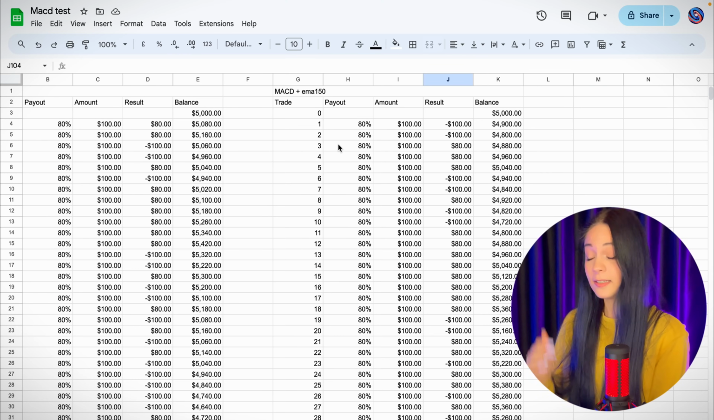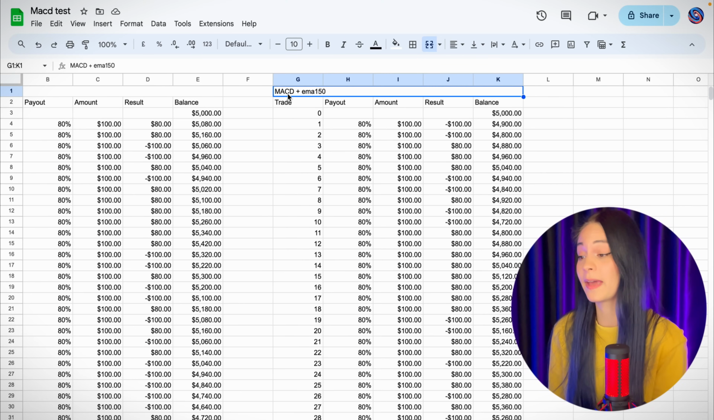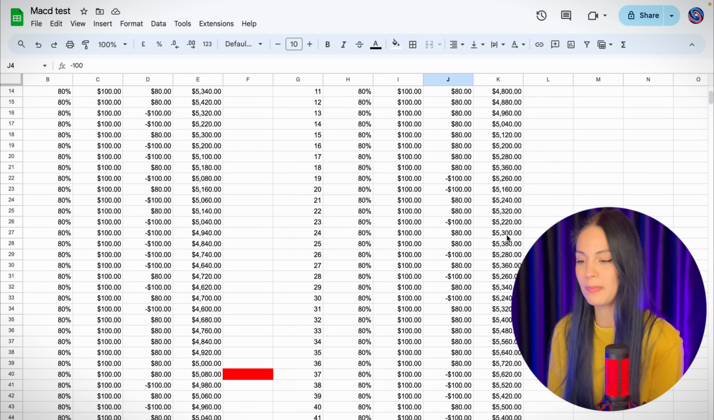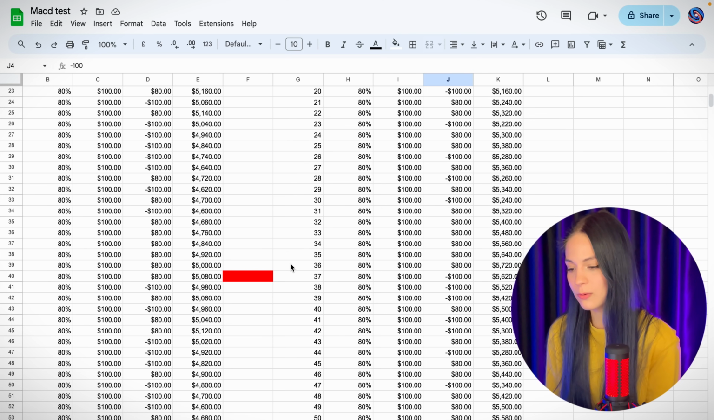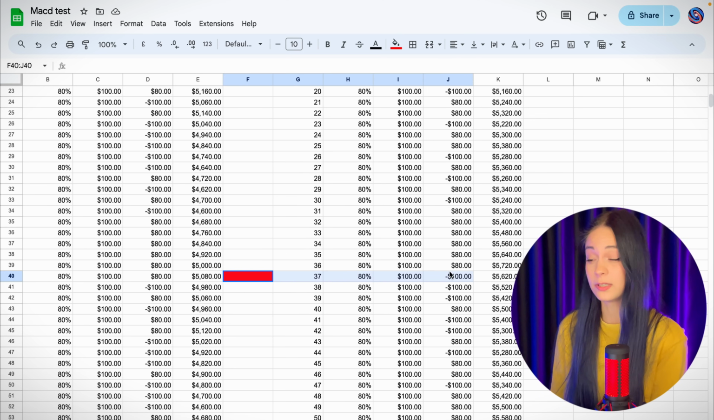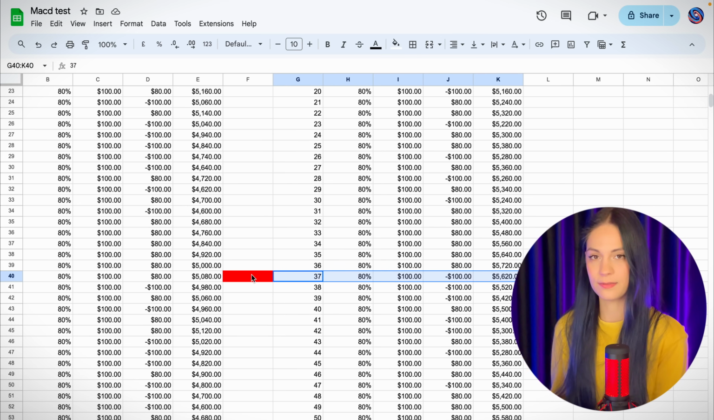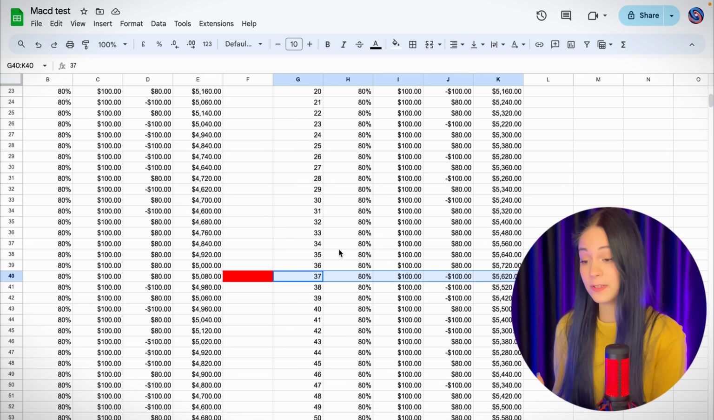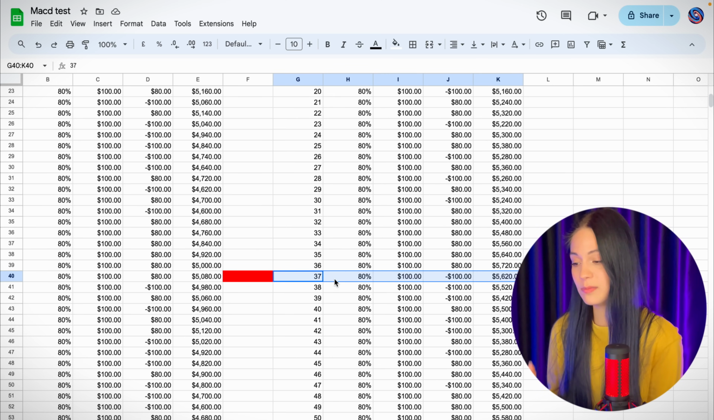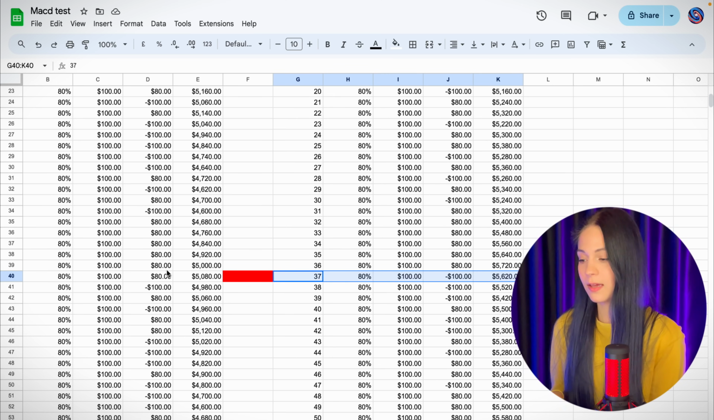Oh, finally, goodness gracious, I am done. I'm done with the backtesting of MACD plus EMA. So there is all of our deals. And by the way, look at this point, I marked it on this 37th deal. I marked it specifically because we did the same amount of deals that we had on the previous one, right?